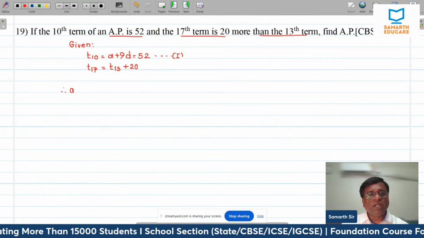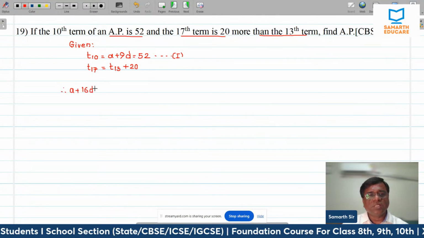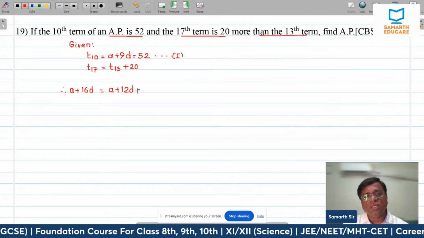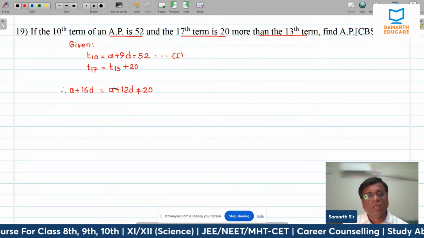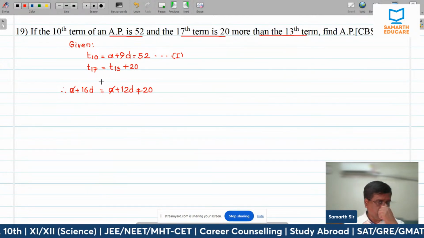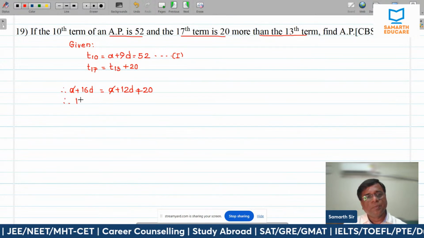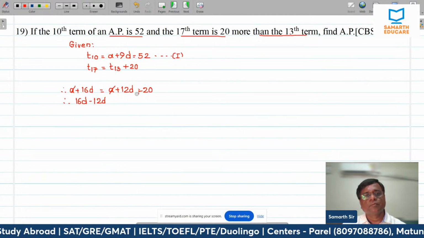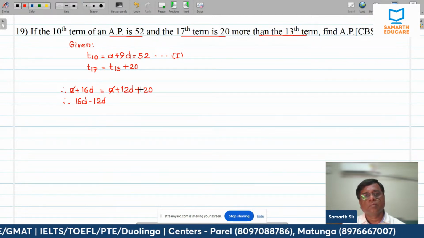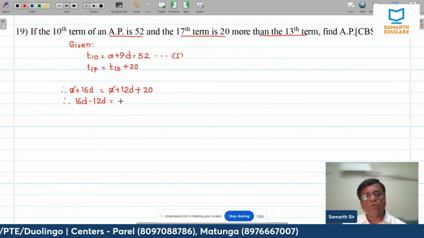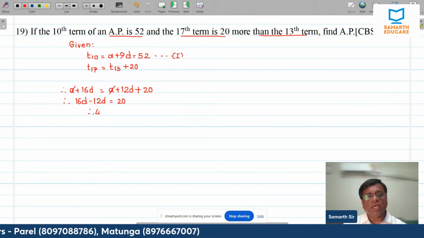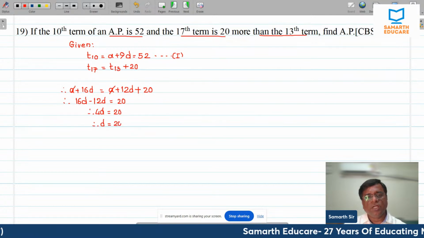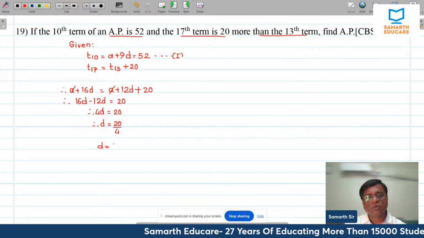Okay. So what is the 17th term? According to my calculation, it is A plus 16D. The 13th term is, according to my calculation, A plus 12D, plus 20. Now, just like the previous problem, A and A get cancelled. 16D minus 12D is equal to 20. So we have 4D as 20 and the value of D is 20 upon 4. The value of D is 5.